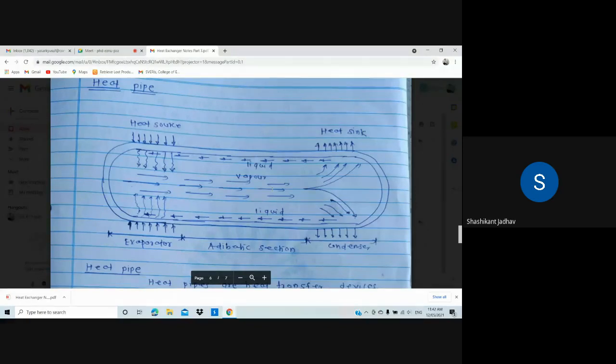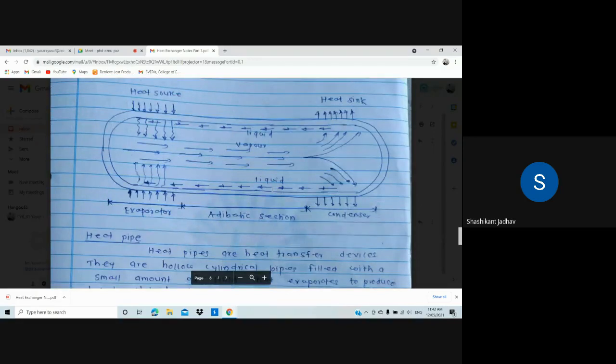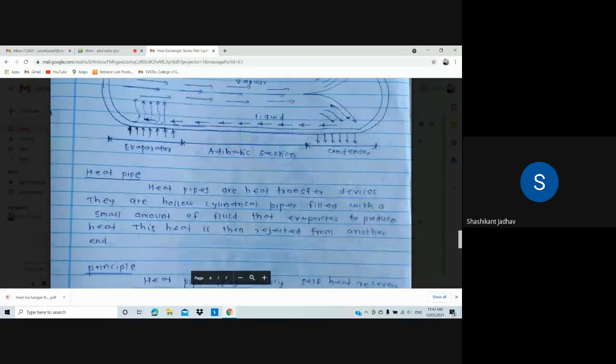Okay, diagram is over. This is the diagram for the heat pipe. Consider the three sections: evaporator section, then adiabatic section, then condenser section. Heat source is there, heat sink is there.